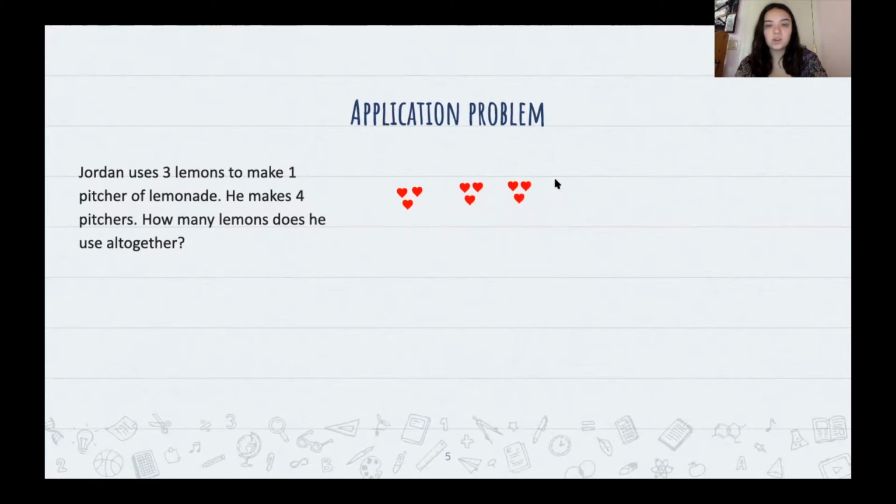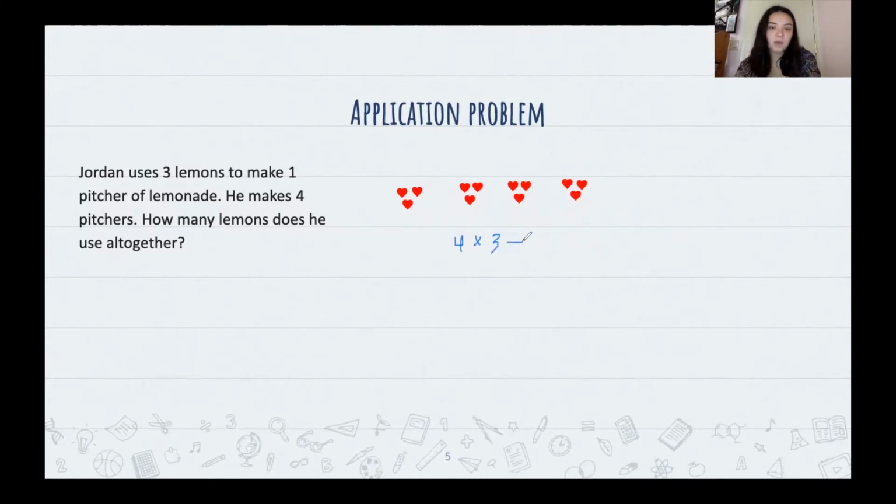So there's 3 pitchers and 4 pitchers. So how many does he have altogether? Well, I'm going to go ahead. You can practice writing a repeated addition sentence if you want. I'm going to write a multiplication sentence. So I have 4 groups. Oops, still have a stamp going there. I have 4 groups, or 4 pitchers, and each pitcher uses 3 lemons each.